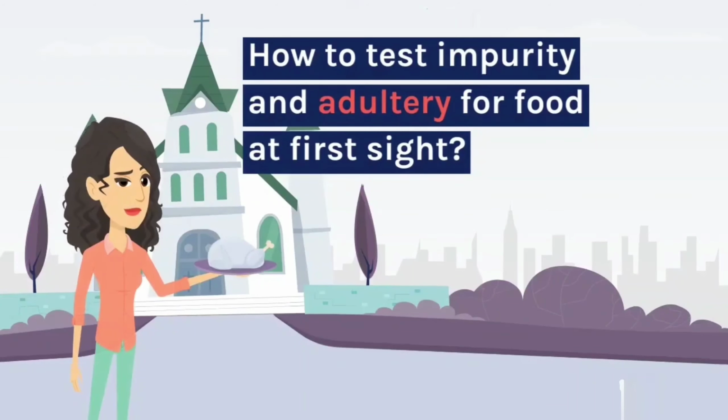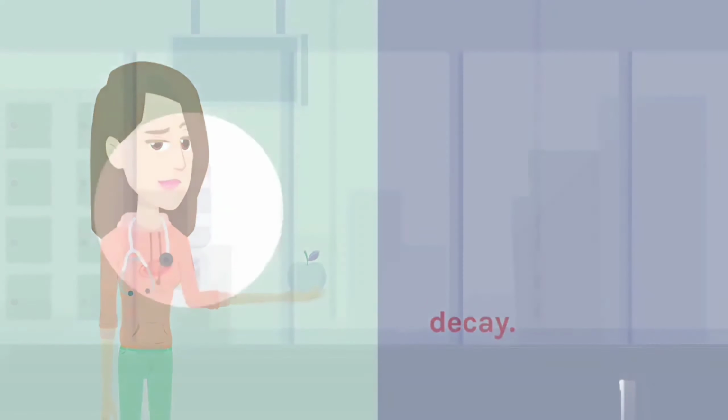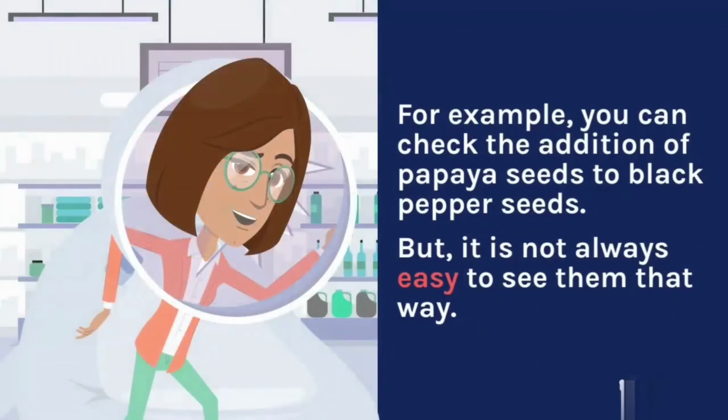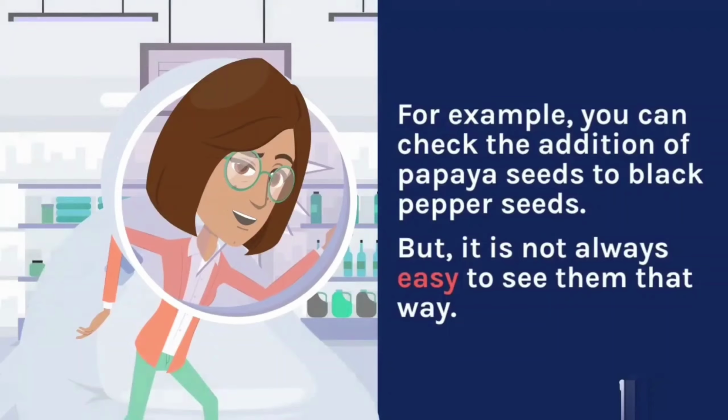How to test impurity and adulteration in food at first sight? You can use your senses to see if there is anything wrong with your diet. For example, if you see a strange fruit, it may be a sign of decay. A canned product can be damaged if the can is not in good condition. You can use your sensory organs to check food quality. For example, you can check the addition of papaya seeds to black pepper seeds.